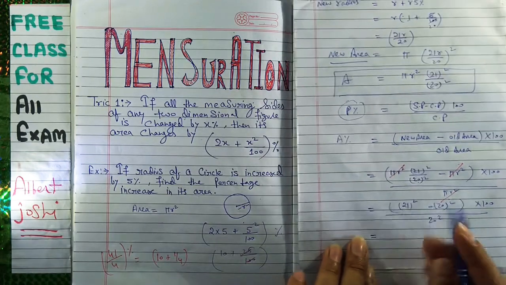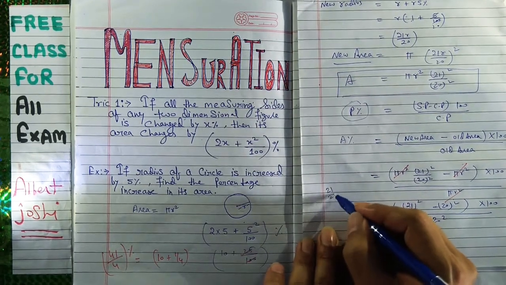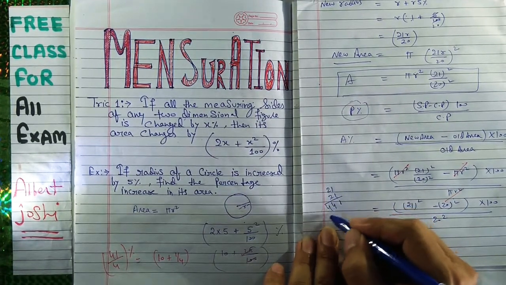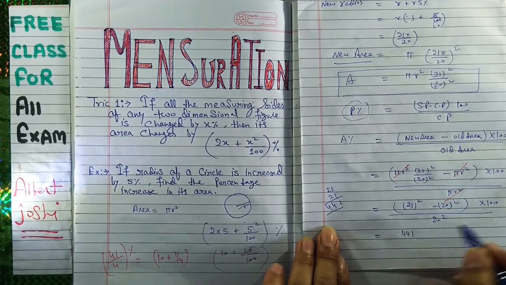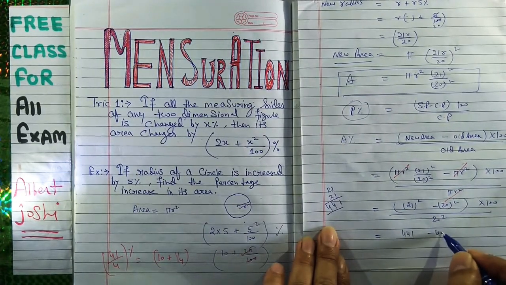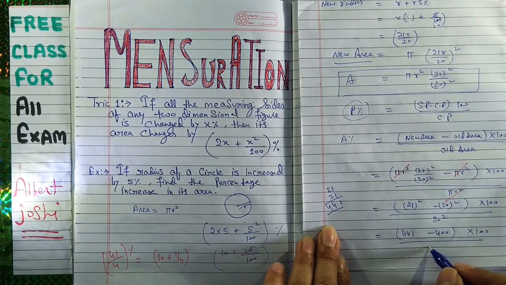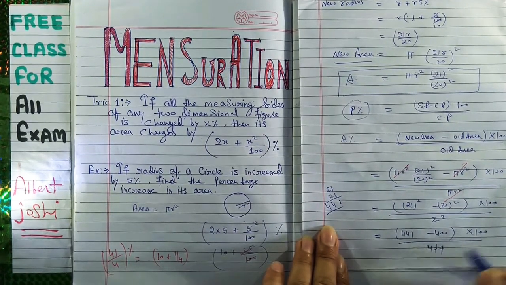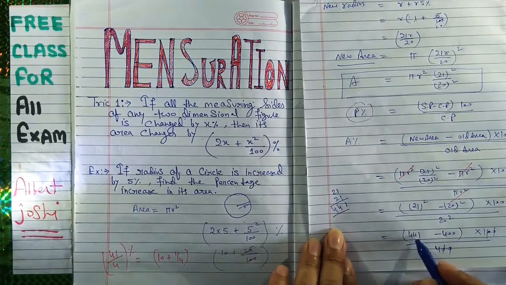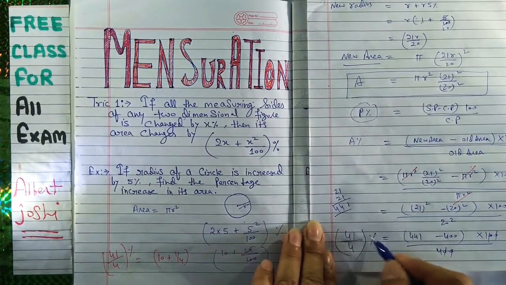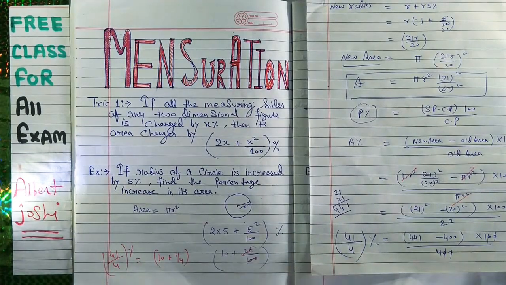So 21 square is equal to, you can calculate by our trick: 1 into 1 is equal to 1, 2 into 1 is 2, 2 into 2 is 4, and 2 into 2 is 4, so 441, and this 200 is equal to 400 into 100 upon, and 20 square is equal to 2 into 2 is 4, 0 0, this 0 0 cancels, so 41, this is 41 upon 4. So this value and this value both are same.